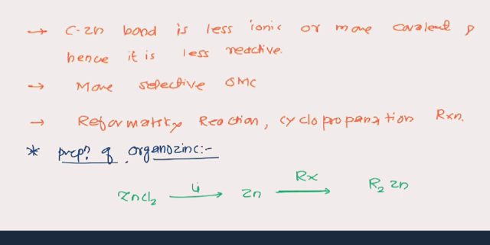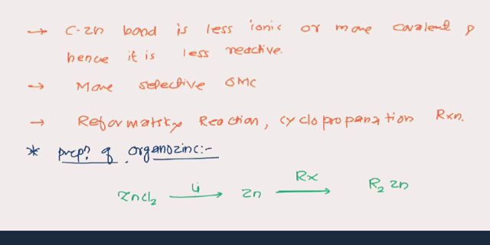Similarly, we can take different alkyl groups. For example, butyl bromide, butyl magnesium bromide, or any other agents. So there are many reactions from which we can prepare this organometallic compound, organozinc.